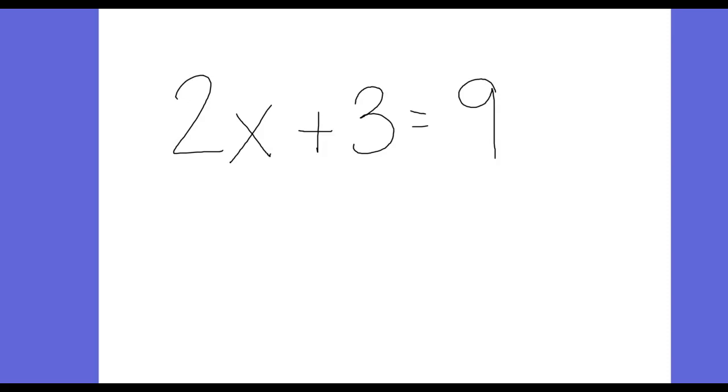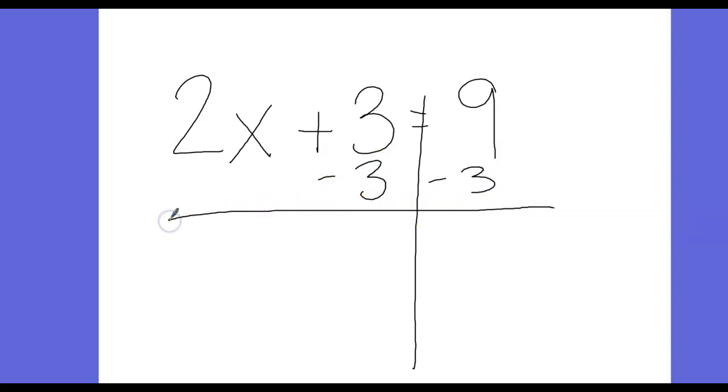So first of all, we always look at the side that has the variable. What is with the variables? 3. How do I get rid of the 3? Negative 3. If I take 3 minus 3, I get 0. So I'm just going to cross off my 0 pairs. But what's left on the left side? 2x. Because that's right there. Over here, I have 9 minus 3, which gives me 6.